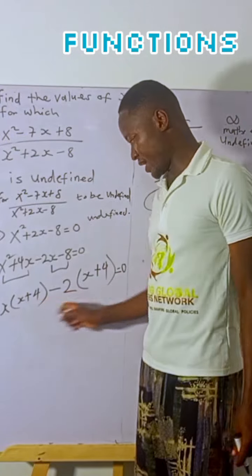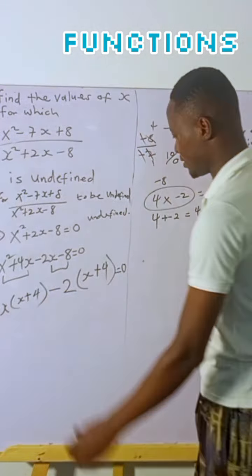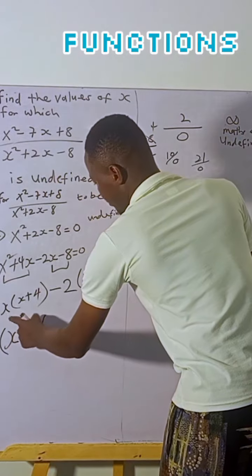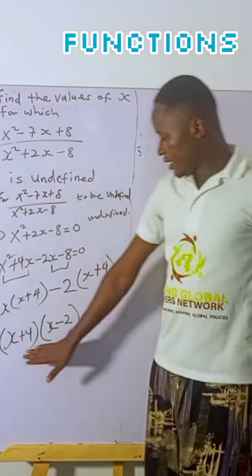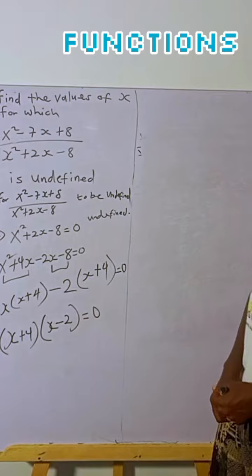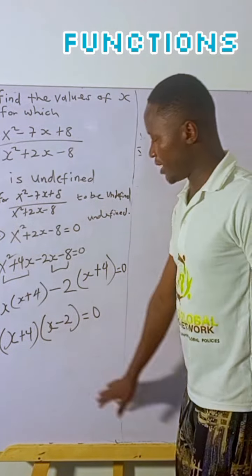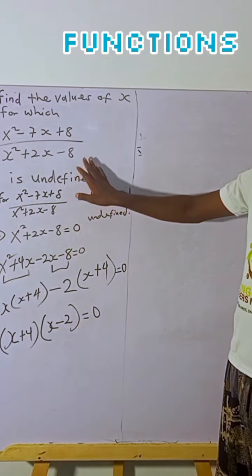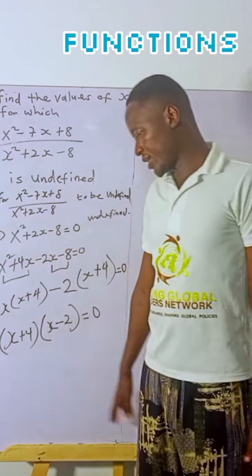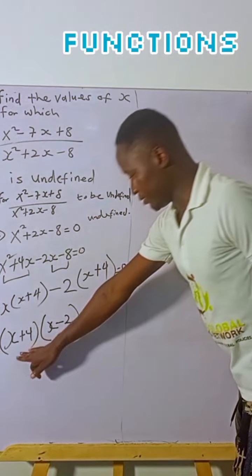Now, what you see here are equal, so we factorize it out again as x plus 4, and then what remains is x minus 2. So we equate each bracket to 0 to find the values of x, because a quadratic expression or equation will always have two values of x. So this is one, this is another one.